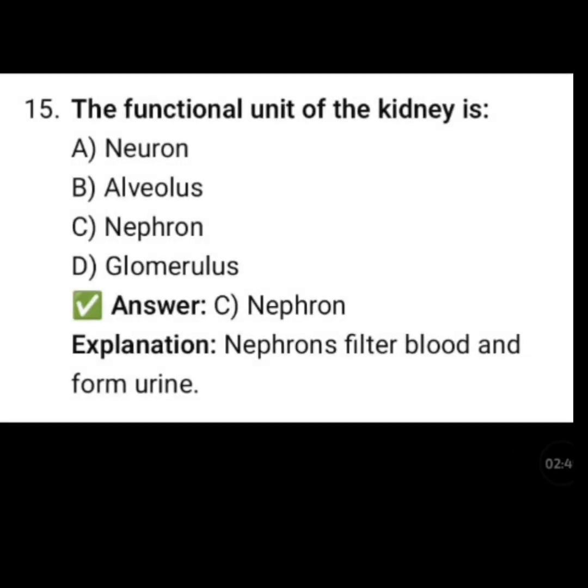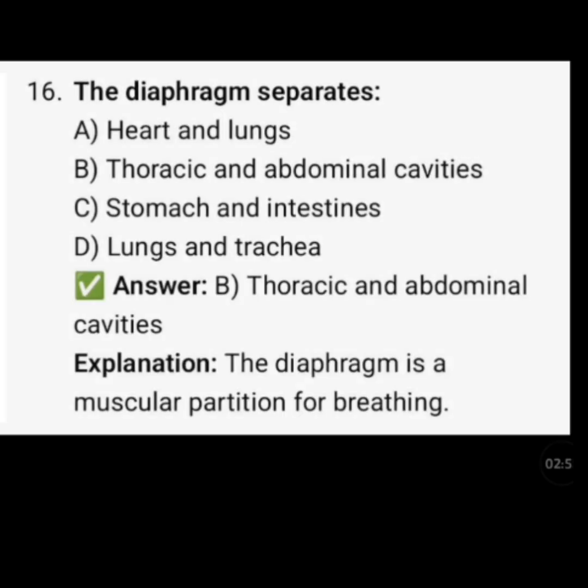The functional unit of the kidney is: neuron, alveolus, nephron, glomerulus. The correct answer is option C, nephron. The nephron filters blood and forms urine.